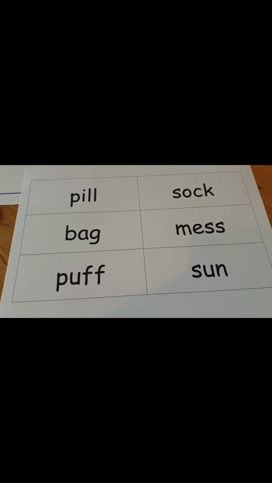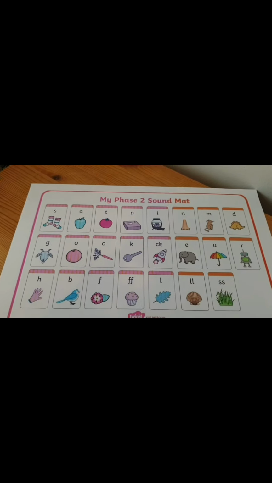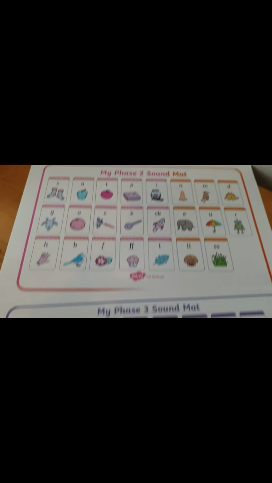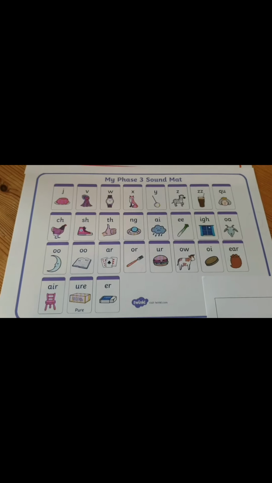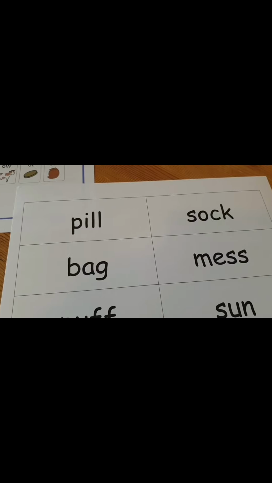In order to do this, you might need to look at your sound mats. So I have here a phase 2 sound mat, which is just here, and I have my phase 3 sound mat just underneath it here. So the first word I've got is the word peel. I'm going to put buttons and bars on this now.